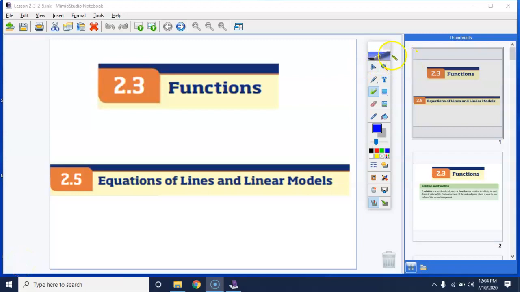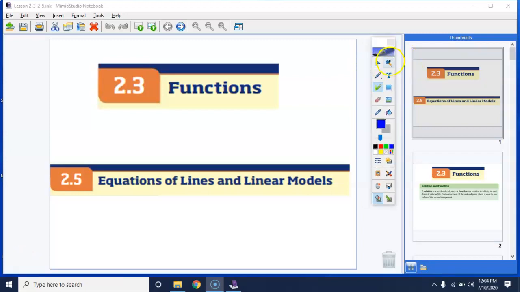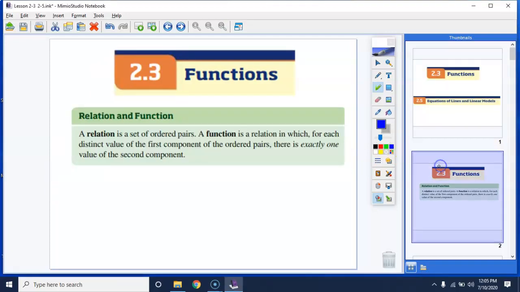Hello everyone. In this video I'm going to cover two lessons, which are lesson 2.3 functions and lesson 2.5 equations of lines and linear models. Let me start with lesson 2.3 functions.